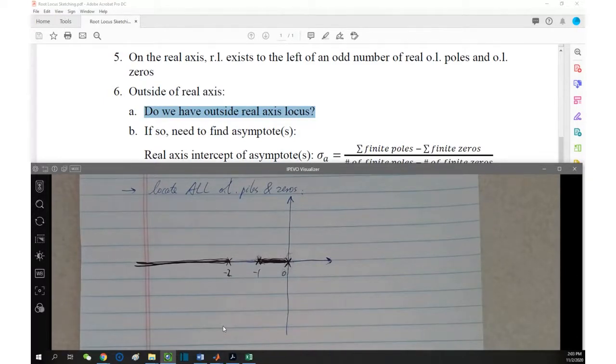Anyone can tell? Or any thoughts? Speak. Sawyer said we do not have outside real axis root locus. Any other thoughts?